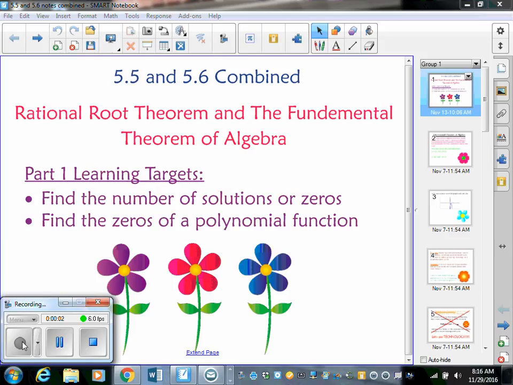Okay, so we have 5, 5, 5, 6. We're taking these two sections and actually combining them. You won't even notice the difference when I combine them. But we're going to do part of it today. We're going to do an activity tomorrow over what we're doing today. We're going to finish it Wednesday.